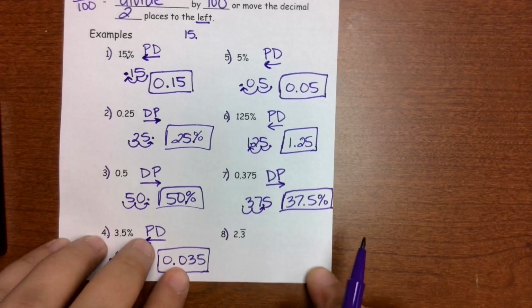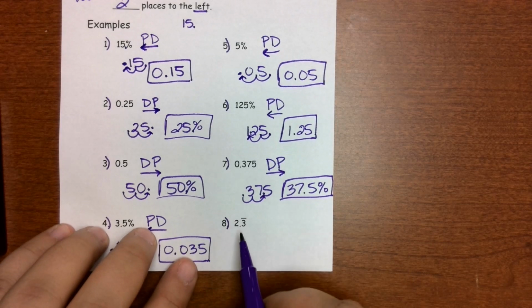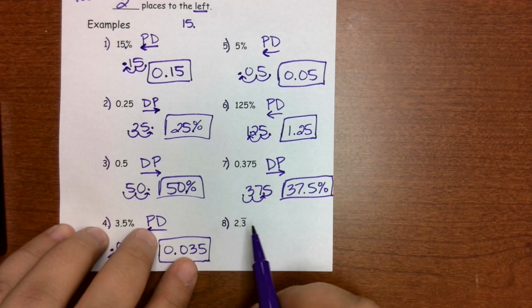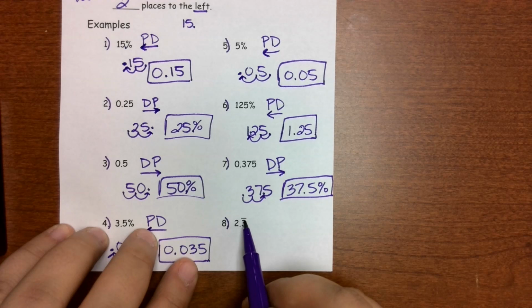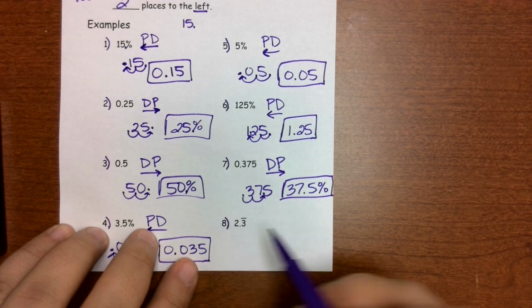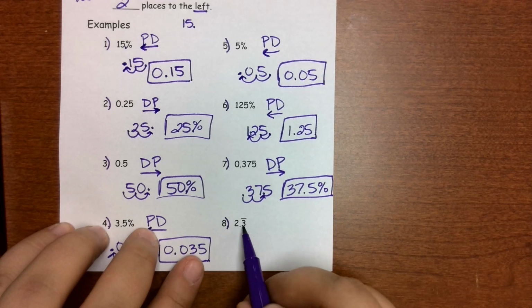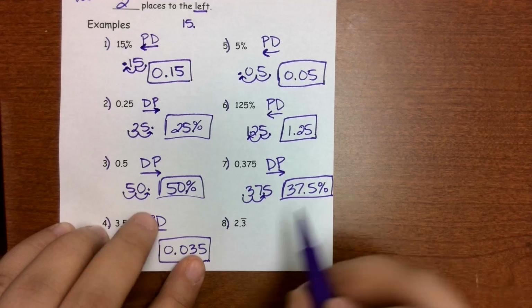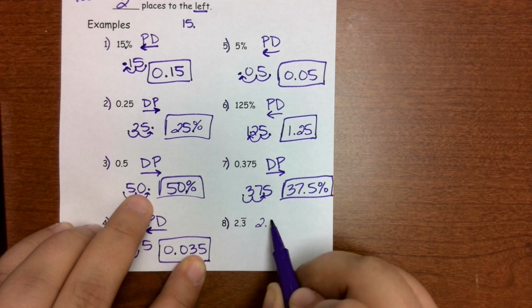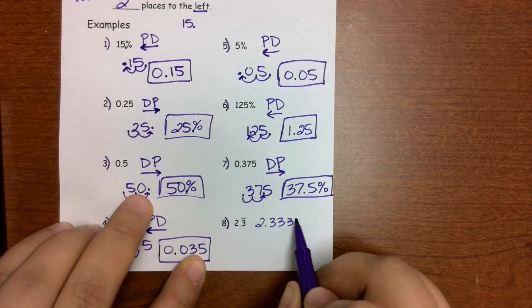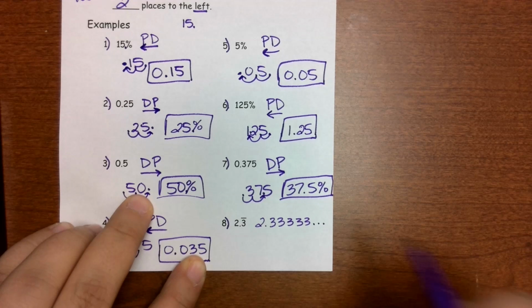All right, and then number 8 is a little bit tricky because we have this little bar right here. Anytime you see this bar, it means that the number underneath it, or numbers, depending on what it is, is going to keep repeating. So this decimal is not 2.3. This decimal is actually 2.33333. It's going to keep on going forever.